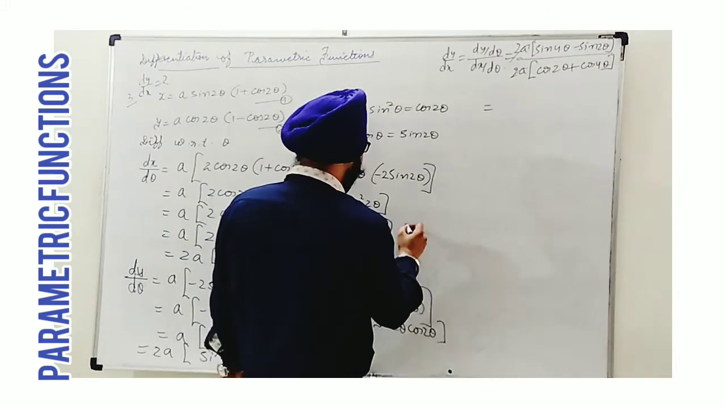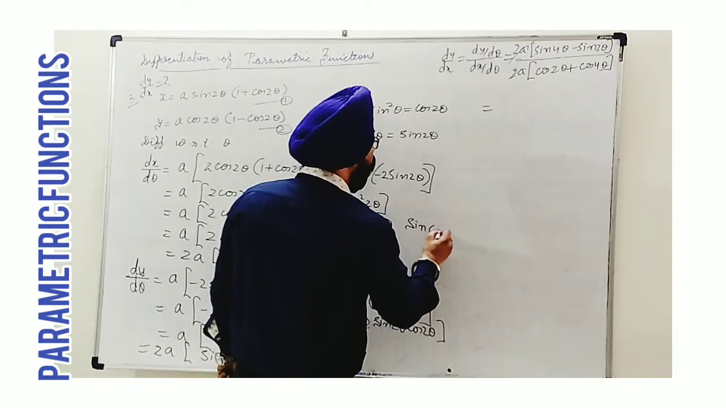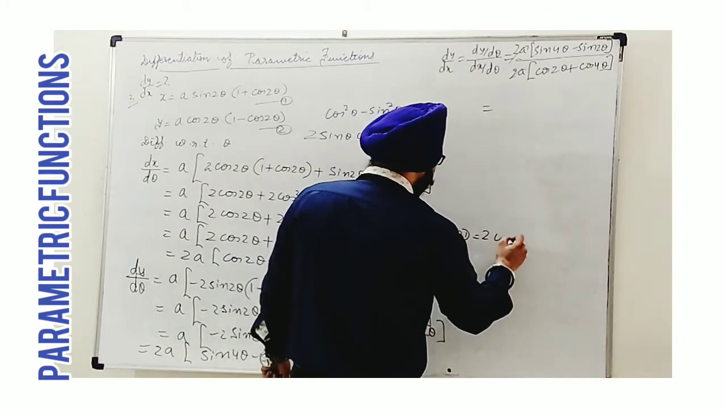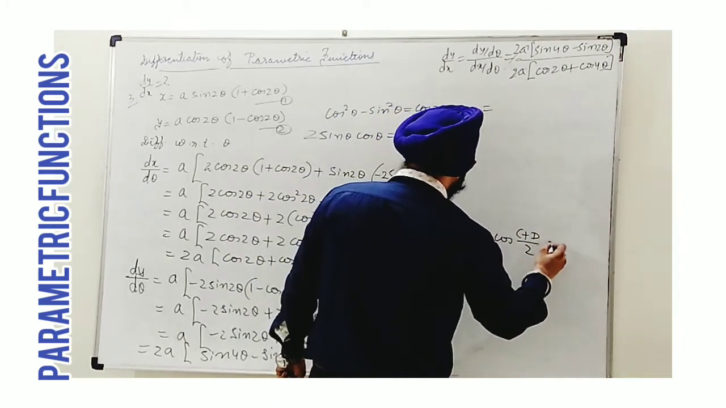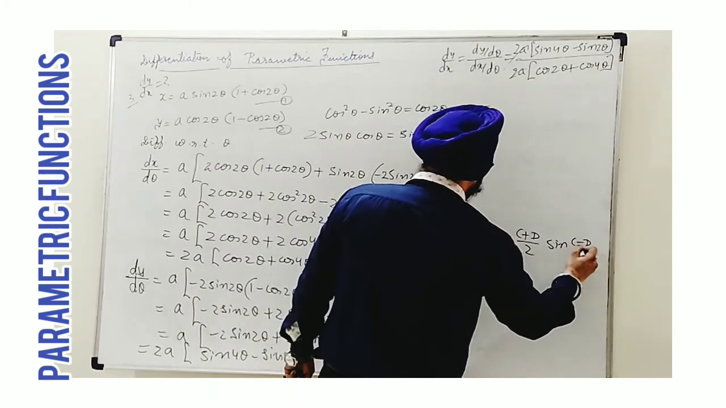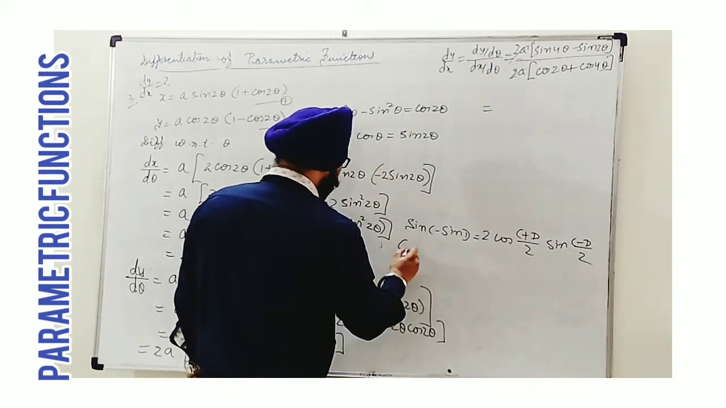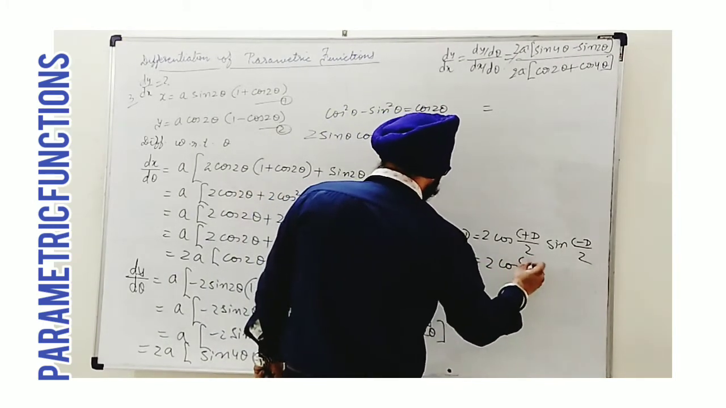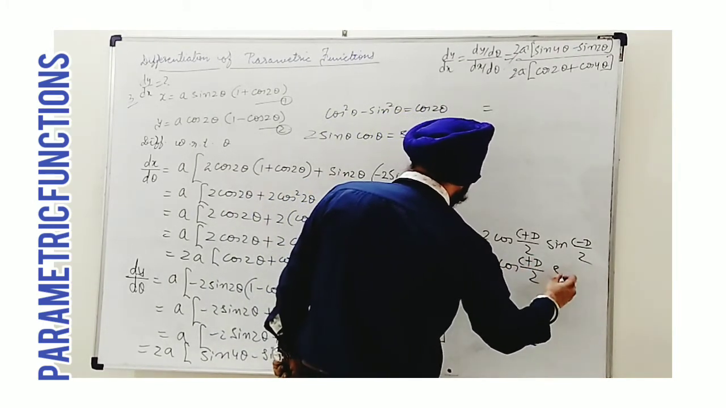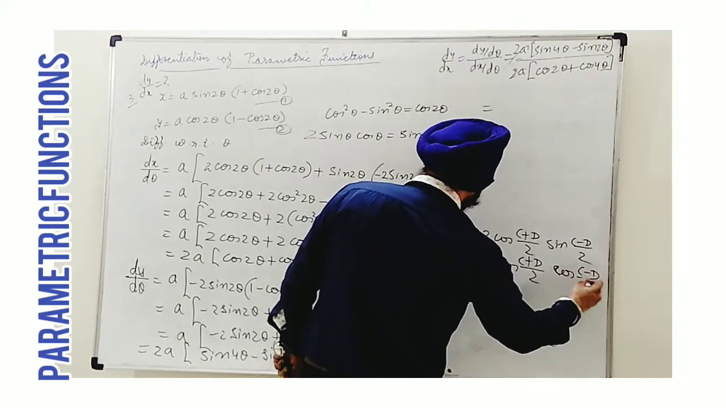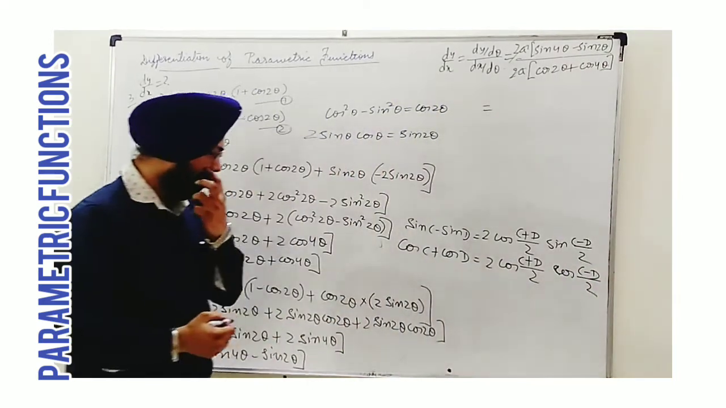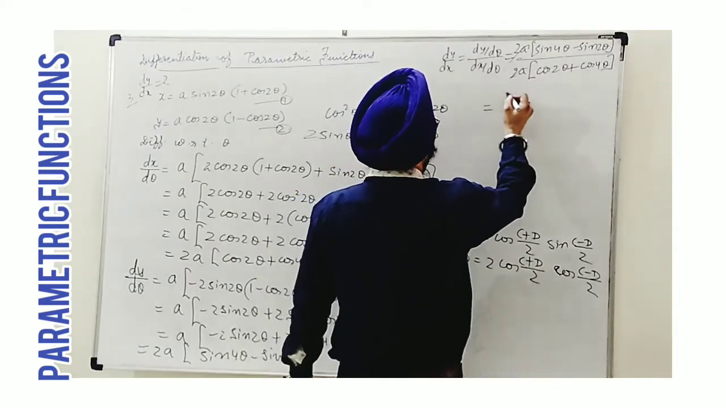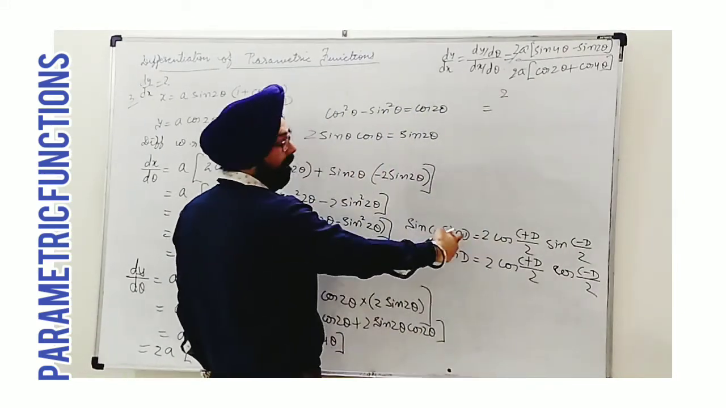Still, I will write here sin c minus sin d. This is equal to 2 cos (c plus d)/2 sin (c minus d)/2. And what about cos c plus cos d? 2 cos (c plus d)/2 cos (c minus d)/2. Here we are going to apply the same.